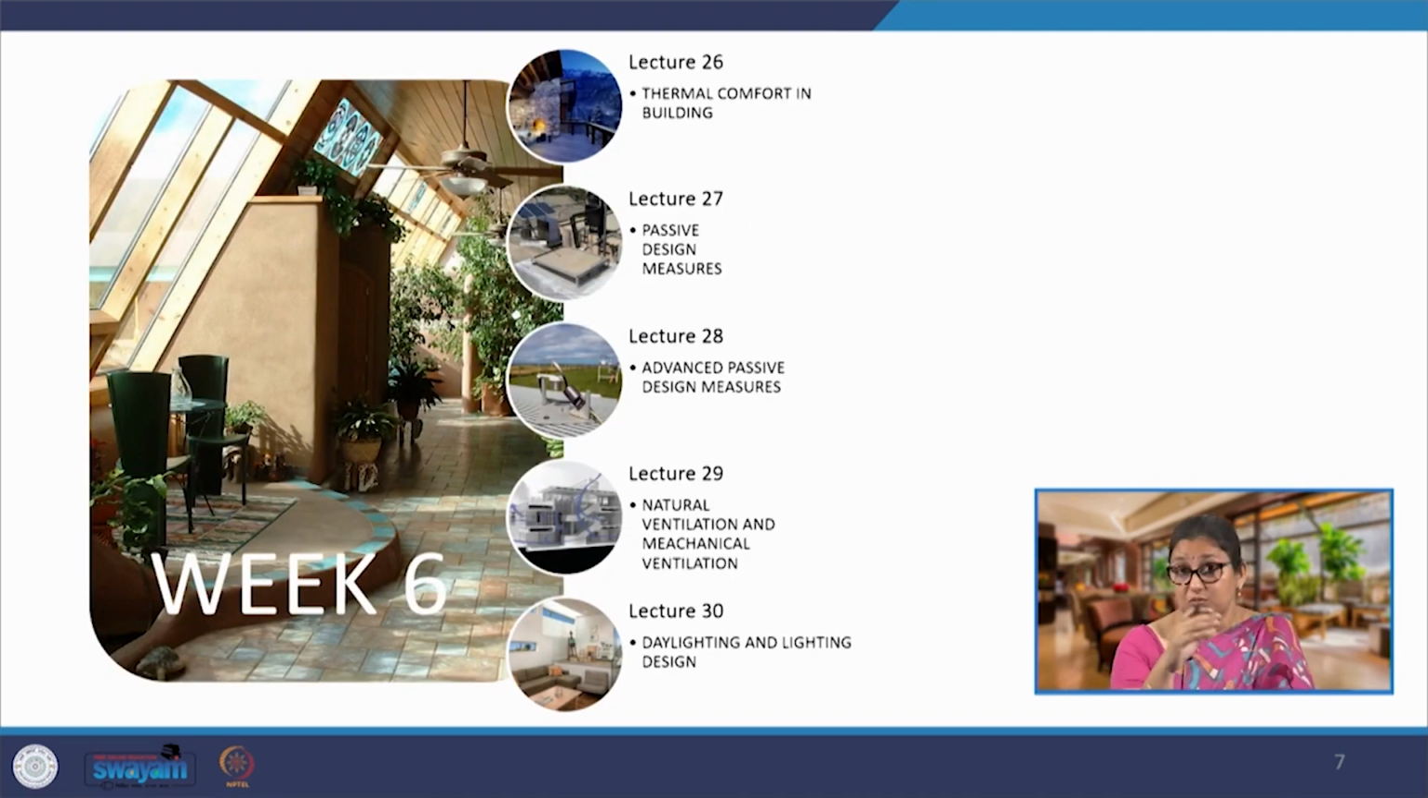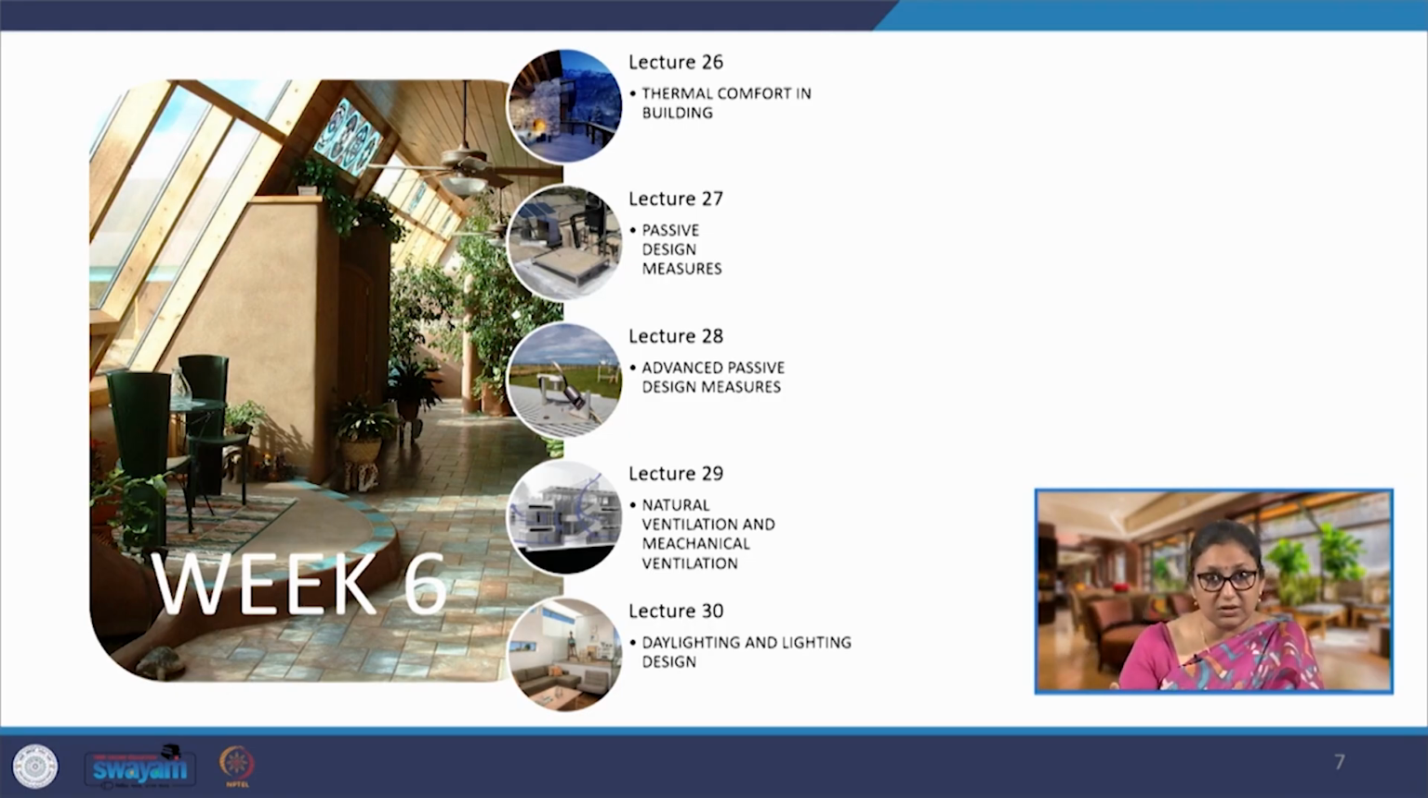Now, in week 6, once we had established that buildings have a role to play when we are talking about carbon emissions of any business for that matter, how do we reduce it? How do we reduce the carbon footprint? What are these strategies?